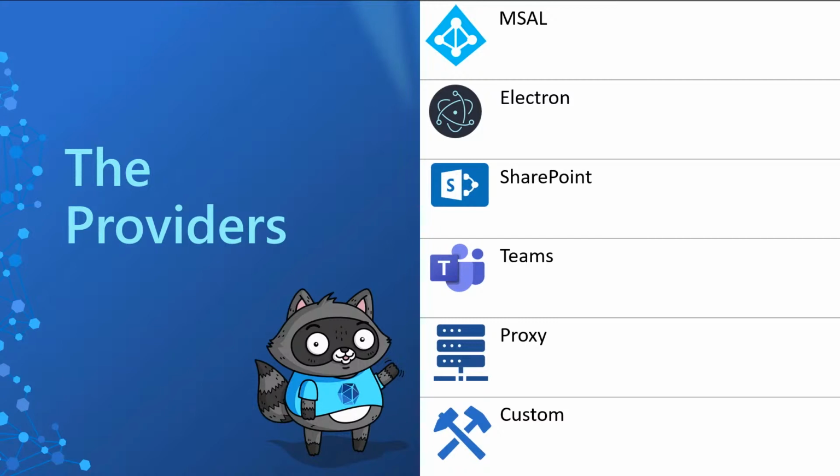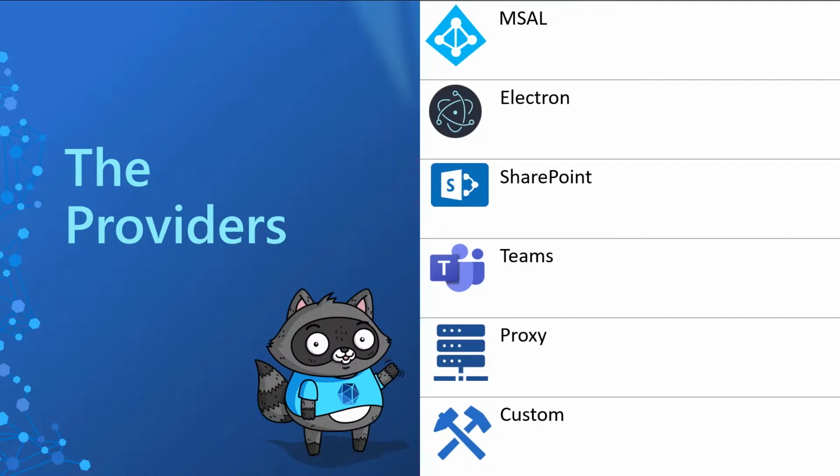And we also have two more at the bottom. Proxy and custom enable people who already have their own ways of handling the authentication behind the scenes, and you can just enable the proxy provider or build your own custom provider in order to use the Microsoft Graph Toolkit.